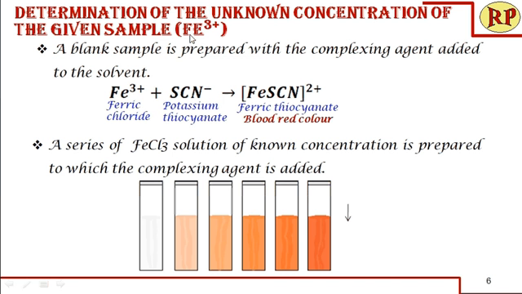Here, how to determine the unknown concentration of the given sample. For this example, we have taken iron, that is Fe3+ concentration. Here I have chosen a font which is not giving the e as a small letter. It should be Fe, the e should be smaller. We'll see the procedure to be done.